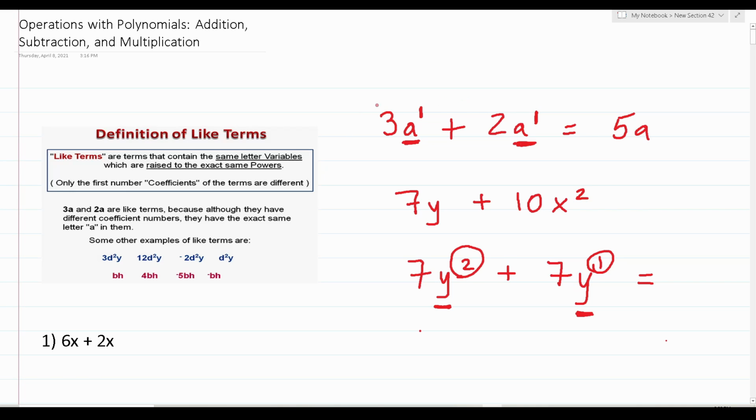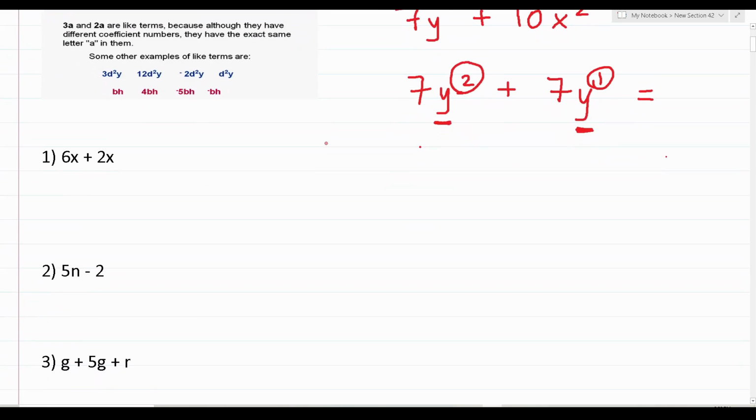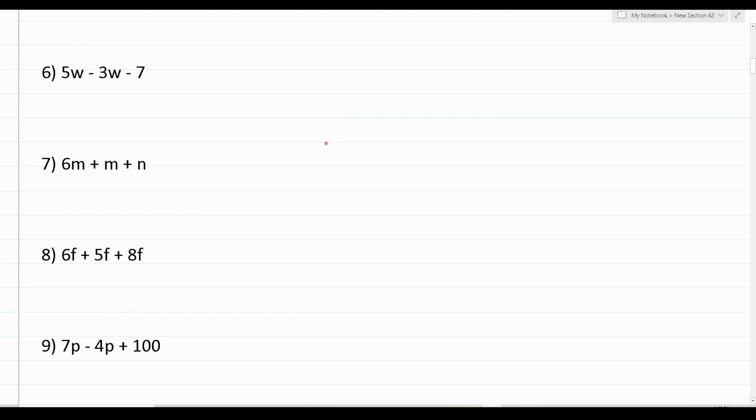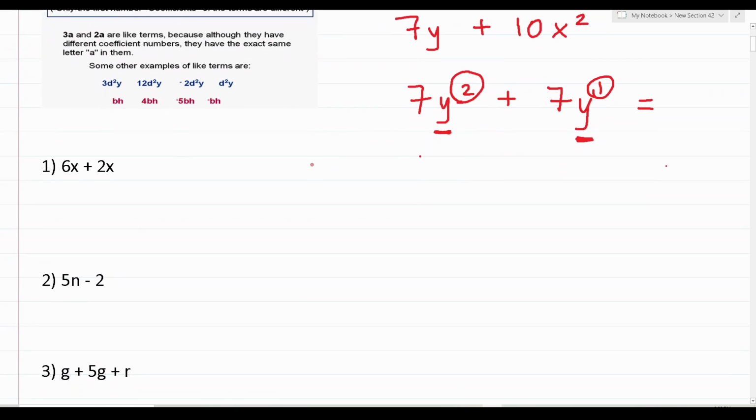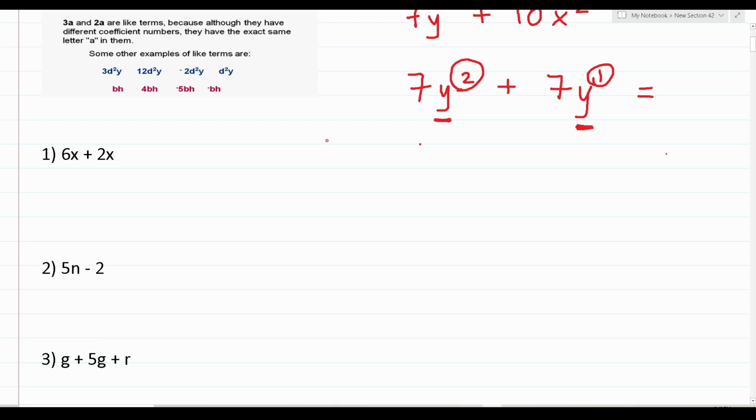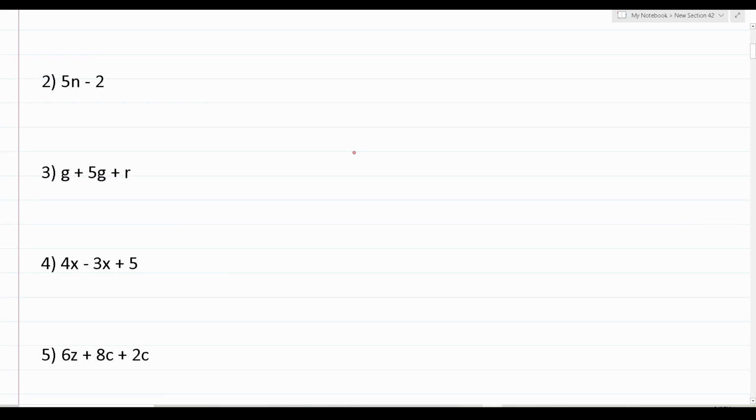So with that in mind, let's go ahead and take a look at these 10 practice problems. Again, these are very simple problems just to get you comfortable with identifying like terms, and beyond that, adding or subtracting them very quickly. So if at this point you want to pause the video and work out these problems on your own, that's a good idea. Again, these problems are very, very simple.